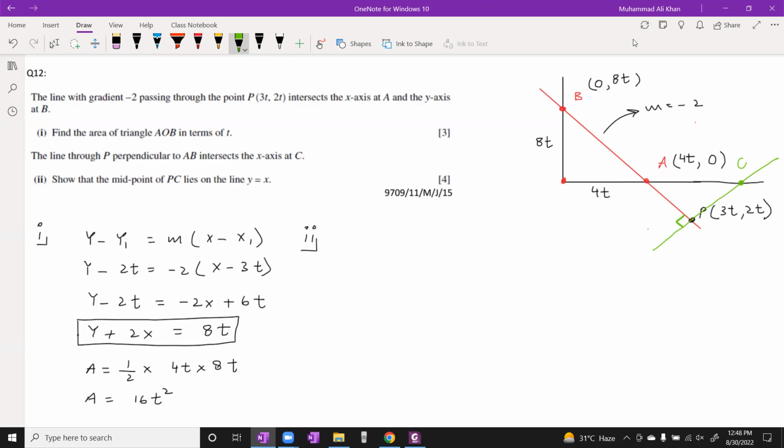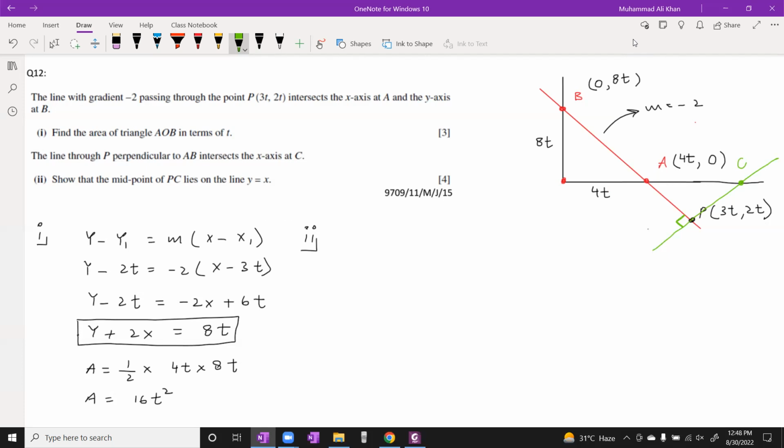y equals to x. Stop working, just look at the board. y equals to x. अगर y 3 होगा तो x कितना होगा? अगर y 7 होगा तो x कितना होगा? 7, राइट? मतलब ऐसा काम कीजिए कि c के कोऑर्डिनेट्स निकालें.